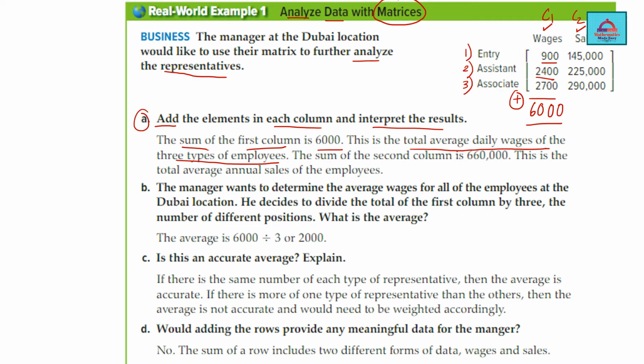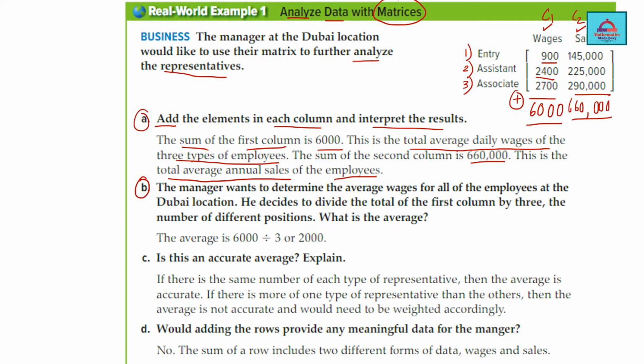Let's similarly find the sum of all the salaries, that is, column 2. Adding the entries gives 6,60,000. That's the sum of the second column and it represents the total average annual sales of the employees. So this is wages, column 1, and this is sales, column 2. So you've got the addition.